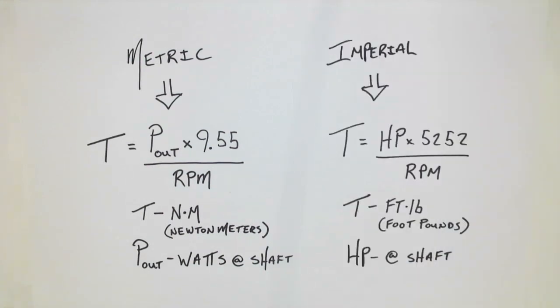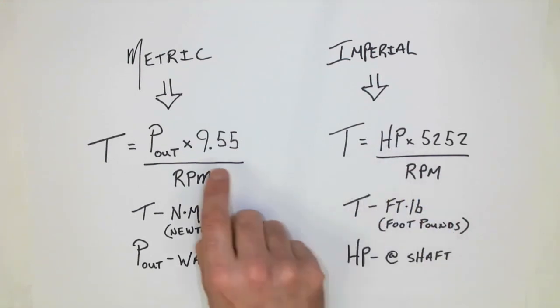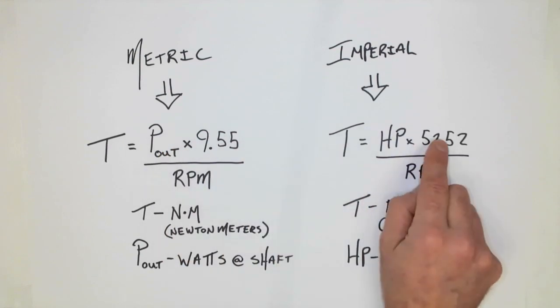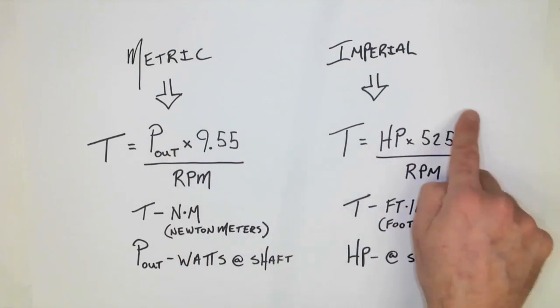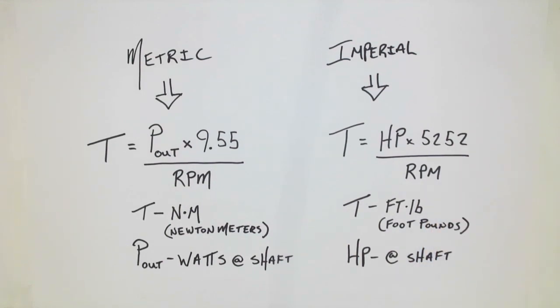On the flip side, imperial land, torque is equal to the horsepower, which is the power out, multiplied by 5252. And again, this is a standard constant value that is used every time we want to calculate imperial torque. We then divide it by the RPM of the rotor, and we end up with the torque value in foot-pounds. So the horsepower is at the shaft of the motor, the torque comes out in foot-pounds, and on metric, we have Newton meters for torque, and the power out is simply the horsepower multiplied by 746.